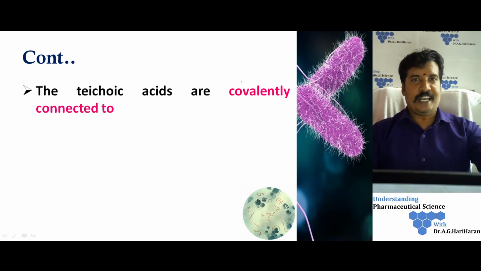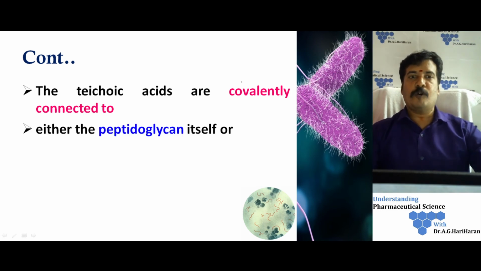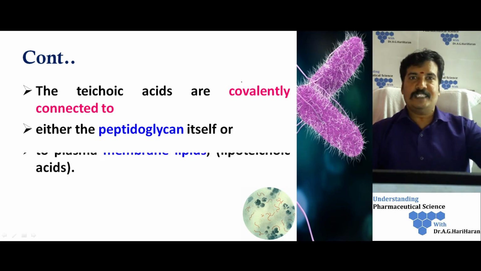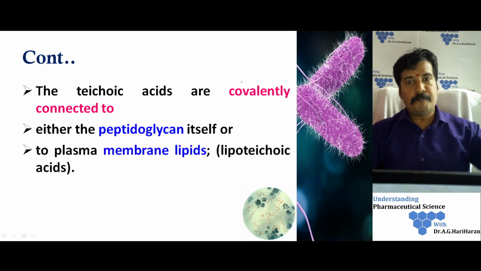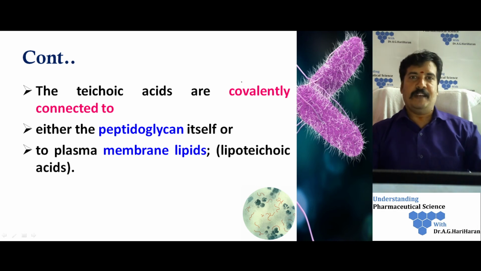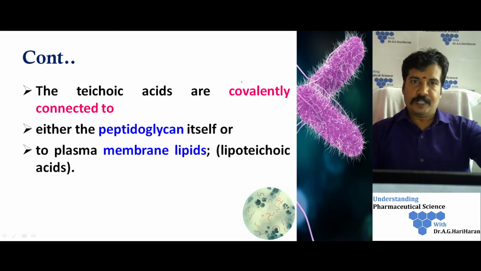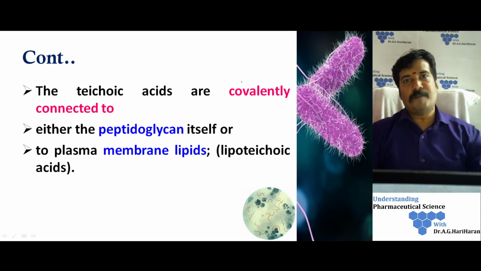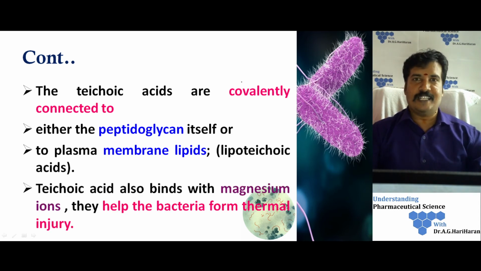This teichoic acid can exist in two ways. One, the teichoic acid can be covalently attached to the peptidoglycan layer only. Otherwise, it can be attached to the lipid part of the plasma membrane. If the teichoic acid is in the peptidoglycan, then it is simply called teichoic acid. If it is bound to the lipid part of the plasma membrane, then it is called lipoteichoic acid.